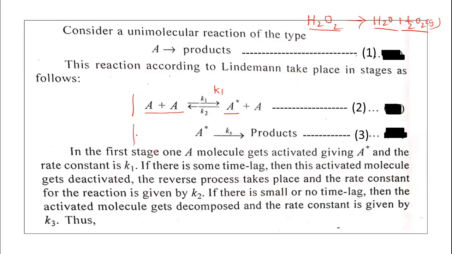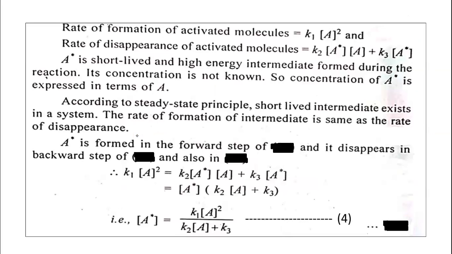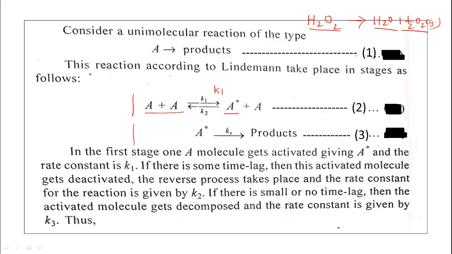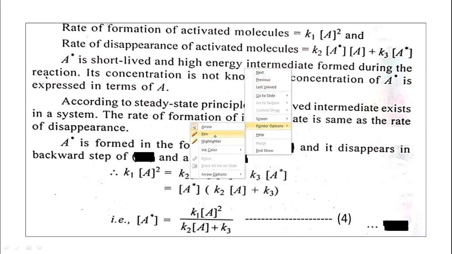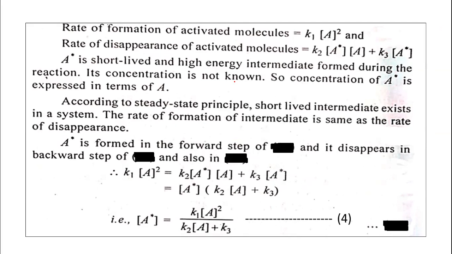Now let us explain what kinetics is involved in this unimolecular reaction. First of all, let us see the rate of formation of the activated molecules. We want to find out the rate of formation of the activated molecules. So what does the rate of formation depend upon? It depends upon the concentration. The rate of formation of the activated molecules is equal to K1 into A square, where K1 is the rate constant.